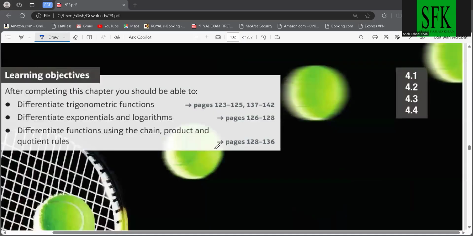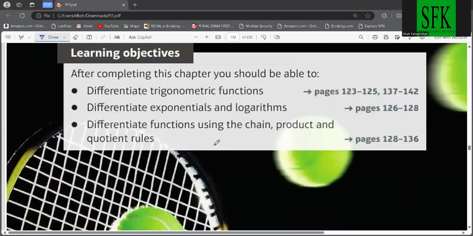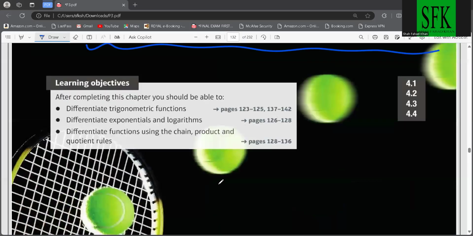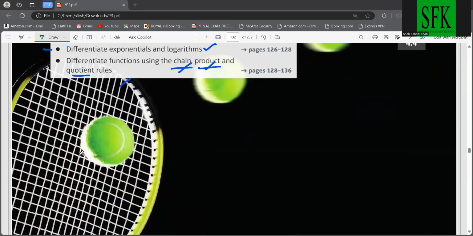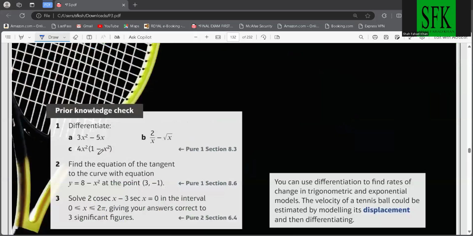And because this is P3, this is not P1 or P2. Therefore, you need to have some prior knowledge before getting into this differentiation phase. So by now, I'm assuming that you already know what differentiation is. In this chapter, we will study differentiation of trigonometric functions, of logs and exponentials, and differentiate using the chain, product, and quotient rules. All of this has been covered previously as well, except for the trigonometric, exponential and logarithmic part. But I'm assuming you already know what quotient rule, chain rule, and product rule are from your previous lesson. Okay, so let's get started with this.